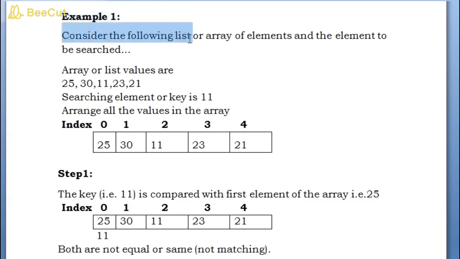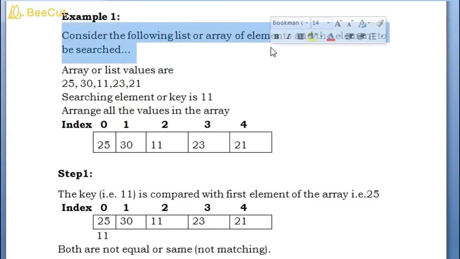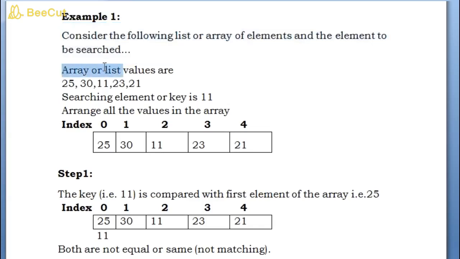Consider the following list or array elements and the element to be searched. So I consider the array values or list values are 25, 30, 11, 23, 21. These are the array values I considered. The searching element or key value is 11. So this value I would like to search in the array values.